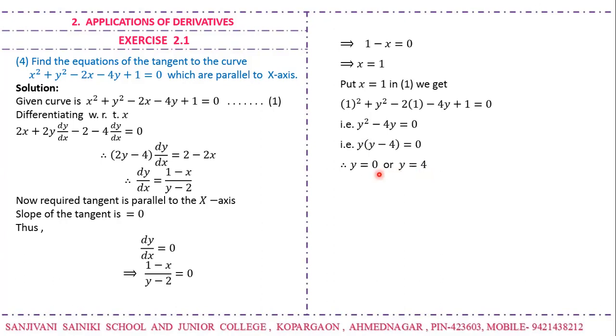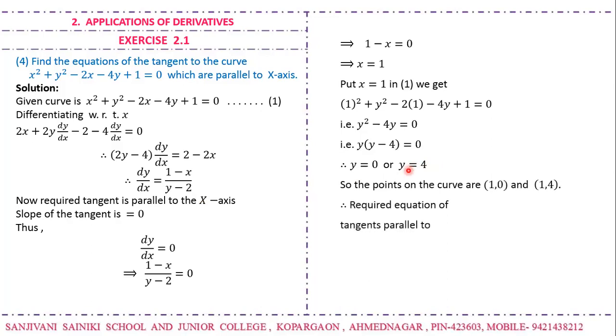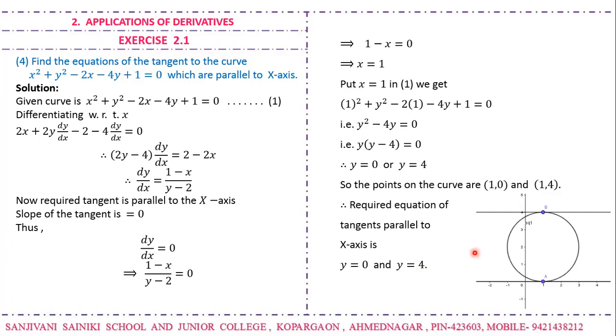So these are the required equations of the lines which are tangent to the given curve: y is equal to 0 and y is equal to 4. I will just draw the figure of this given curve. This is the circle, and these are the tangents. y is equal to 0 is nothing but the x-axis, and y is equal to 4 is this line. Perfectly, these are the two tangents which are parallel to x-axis.